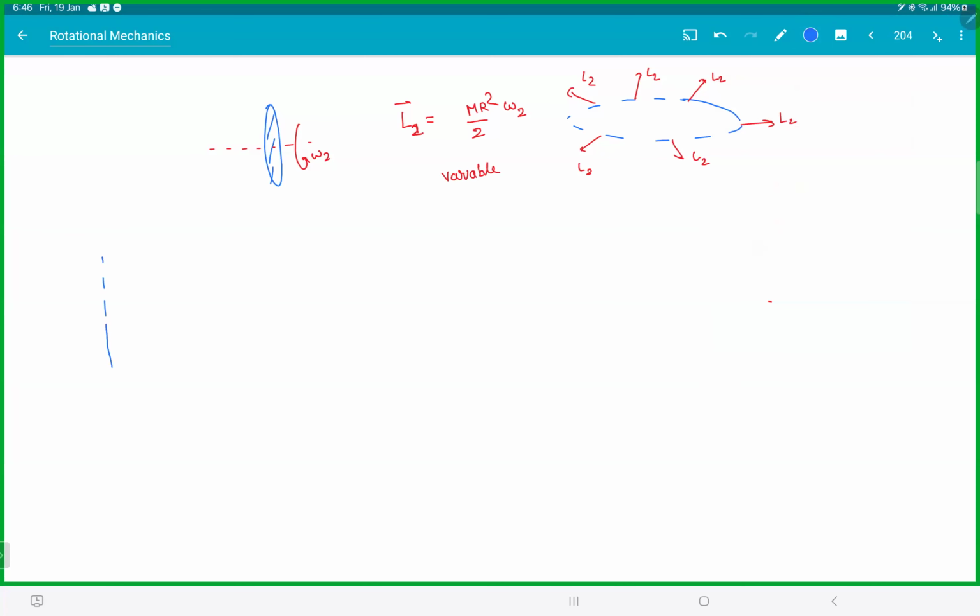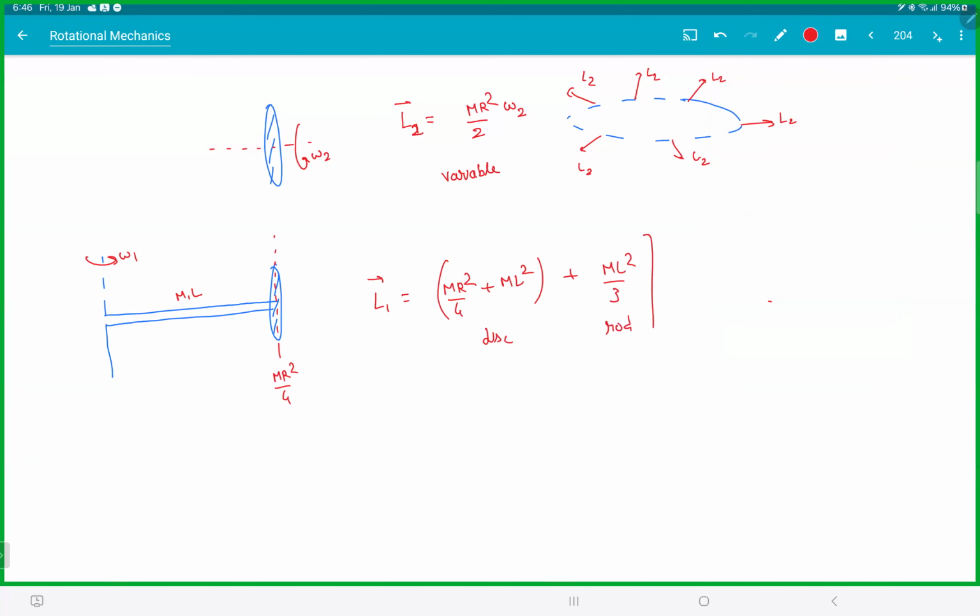The second one, you're rotating about this axis with omega 1. About this axis, the disk will be mr square by 4 plus ml square, parallel axis theorem. Plus the rod is ml square by 3. We had done the same thing in energy. So L1 is I omega 1, and this direction will be constant. This L1 is upward.